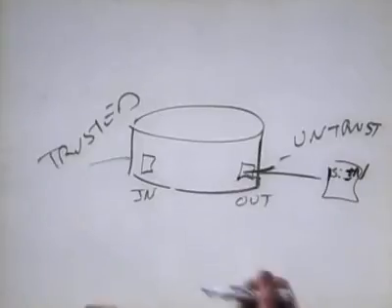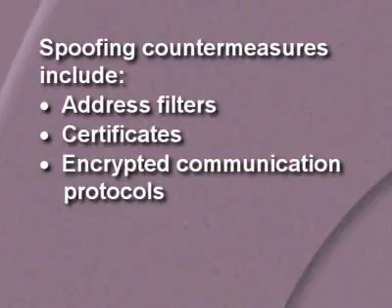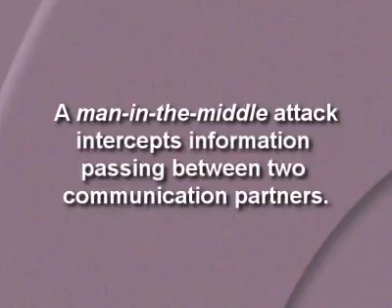So address filters help you manage and prevent spoofed packets from entering into your environment. You can also use certificates to prove identity, and you can use encrypted protocols such as IPsec in order to encrypt the traffic so it's harder for someone to spoof. Another type of attack is called a man-in-the-middle attack. This is a type of attack where communications between partners are intercepted by a third party. Man-in-the-middle attacks are commonly used to steal credit cards, online banking credentials, or other types of confidential or sensitive and secret information. Let me draw you an example of what a man-in-the-middle attack looks like.